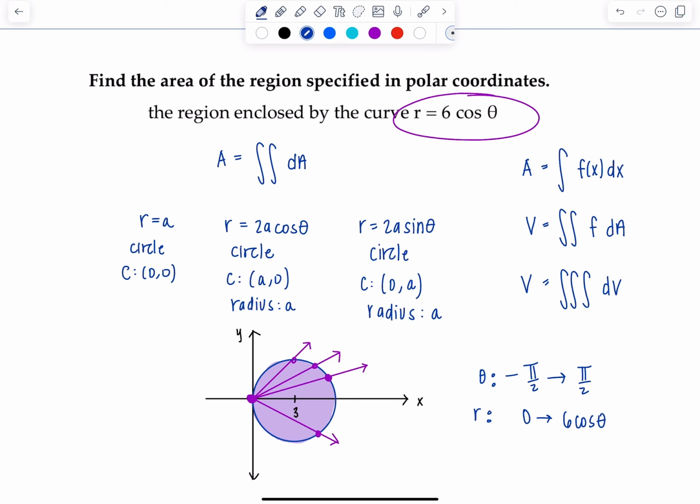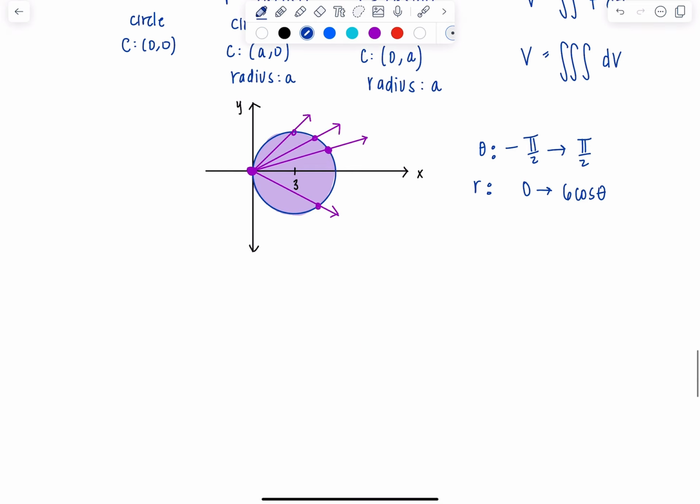Okay, are we ready? Yeah, okay, looks great. So area is going to be the integral from negative pi over 2 to pi over 2, then 0 to 6 cosine theta, and then all we have is r d theta. No function. This is an area. If you added a function, then it would become a volume.